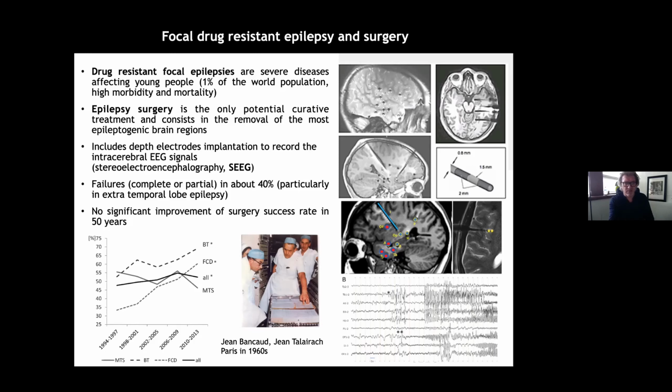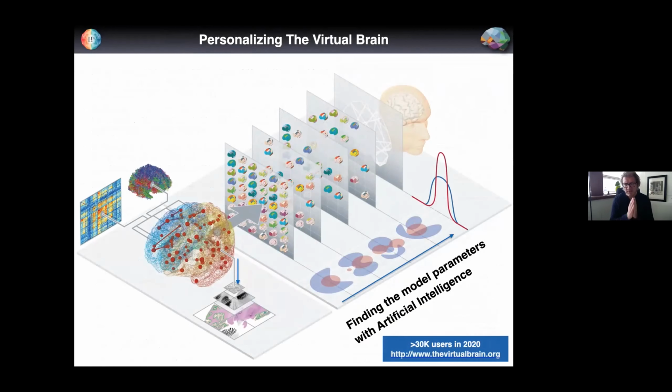But if you look at this graph on the bottom left, what you see is that if you average across all epilepsies at the moment, we have a success rate of about 50 to 60%, better for temporal lobe epilepsy. But in principle, the message is the following: success rate has not improved over the last 30 to 50 years. My graph shows roughly 30 years, but estimates go 40, 50 years, something like that. Which means we want to do better. And that's the way we are approaching it.